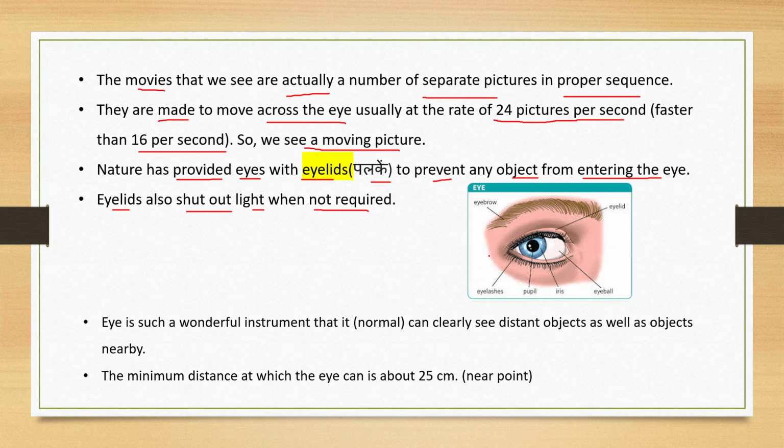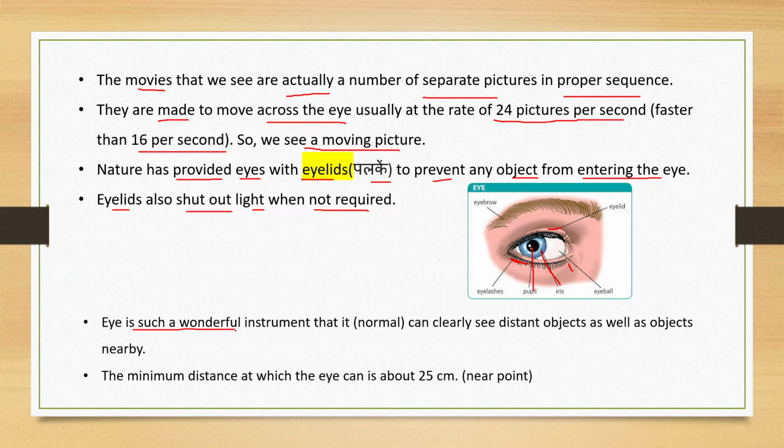Again, see the diagram. Okay, this is iris. Okay, this is pupil. These are the eyelashes, and this one is eyelid. This is upper eyelid, and this is lower eyelid. Okay, पलके जिसको आप बोलते हैं, सोते समय जो बंद हो जाती है, ये आपकी आंखों को प्रोटेक्ट करती है.